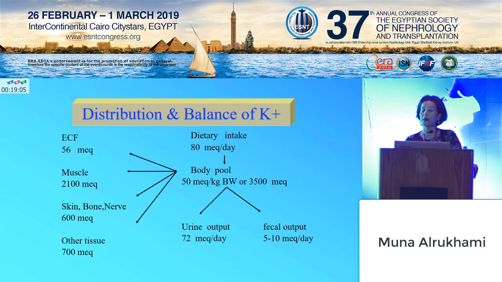And why is intracellular potassium in high concentration? Because it is needed for many things. It's needed for maintaining cell volume, for protein and enzyme synthesis and nuclear synthesis, and the most important thing is maintaining the resting membrane potential.